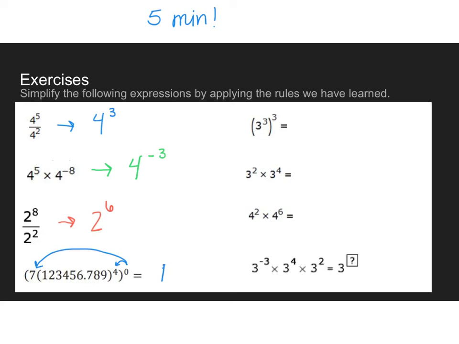Okay, it looks a lot harder than it is. It's actually really simple because we have that exponent of 0. Next one, 3 to the 3rd power again. We're raising a number that's written in exponential notation to another exponent, so we're going to multiply those exponents. 3 to the 3rd times 3 is 3 to the 9th.